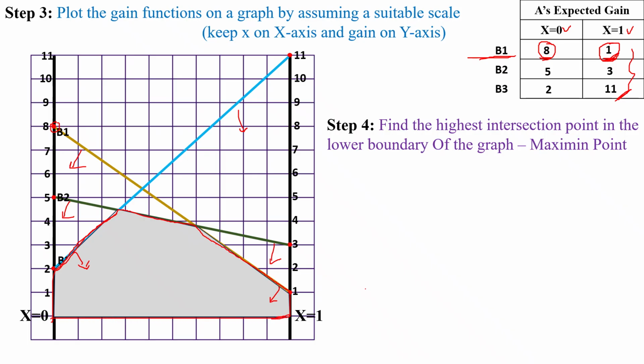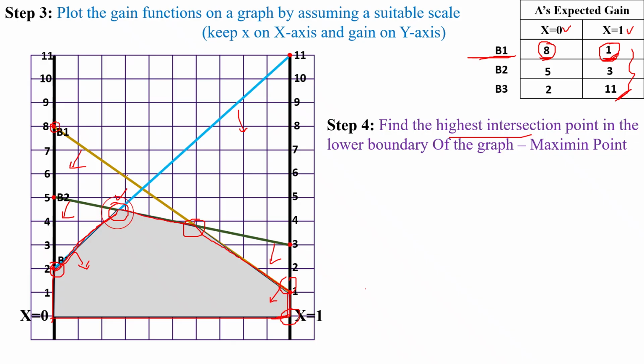So in the lower intersection boundary, now we have to locate the highest intersection point. Here these are the intersection points. So these are all the intersection points. Among the intersection points, we have to locate the highest intersection point. So this is the highest intersection point.